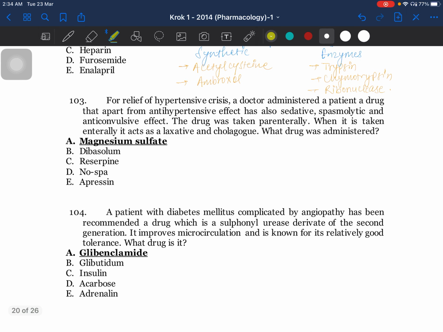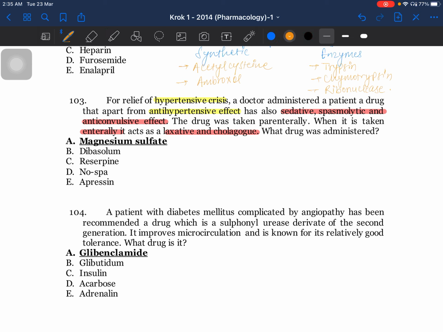Question number 103 states that for the relief of hypertensive crisis, a doctor administered to a patient a drug that, apart from antihypertensive effect, also has sedative, spasmolytic, and anticonvulsive effect. The drug was taken parenterally, and when it is taken enterally, it has laxative and cholagogue effect. What drug was administered?